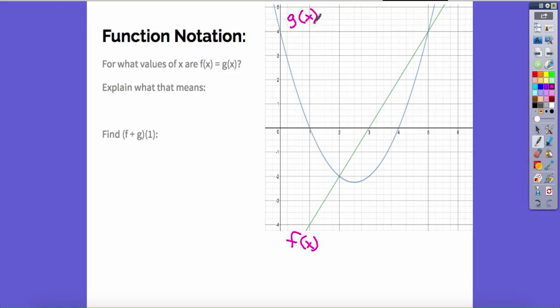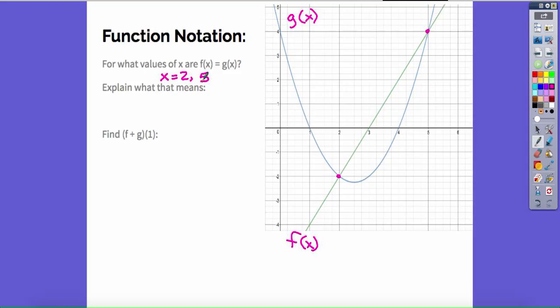So the first question here, it says, for what values of x is f of x equal to g of x? Well, if I'm looking at these functions and I want to know where they're equal, essentially it means that they're going to have the same y value. So bottom line is here, I'm looking for where these two functions cross. So they cross at the points (2, -2) and (5, 4), and so that's where they're equal. And so the x values that make that happen are x values of 2 and of 5.